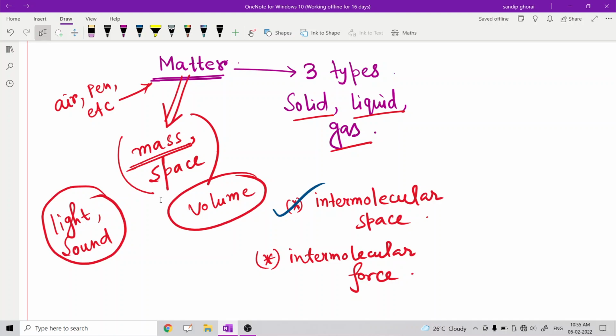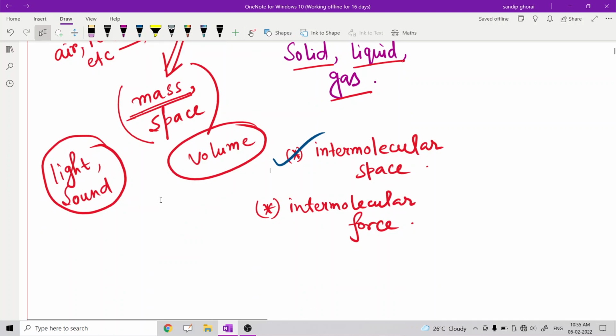But for liquid, intermolecular space is more than solid, and for gas, intermolecular space is more than both solid and liquid. Whereas intermolecular force for solid is very high, for liquid it is medium, and for gas it is very low. So this is the basic difference between solid, liquid and gas.